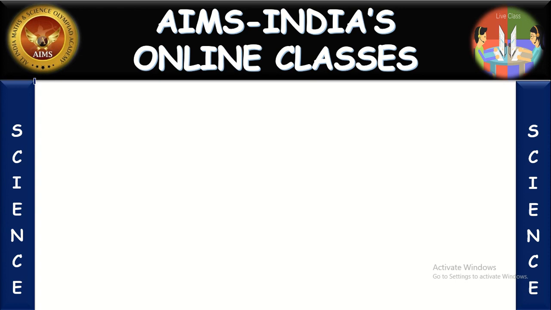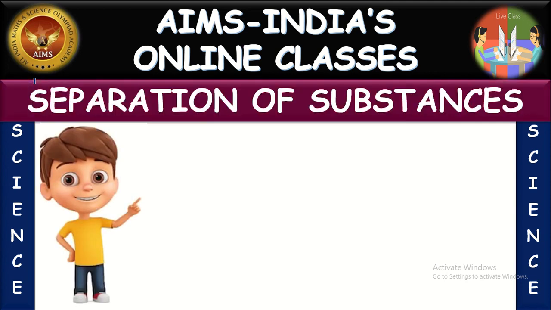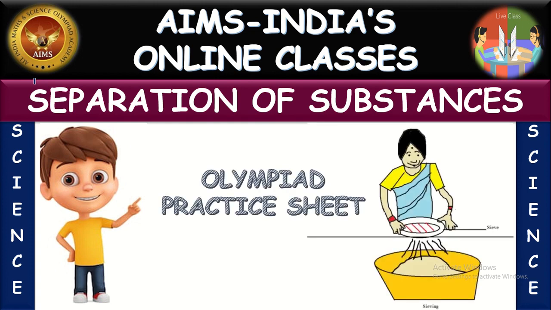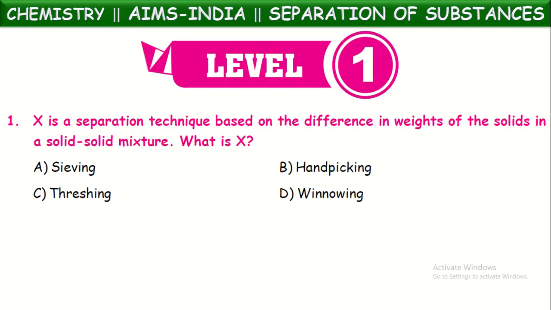This is a science session. Here we are going to discuss the chapter Separation of Substances. Earlier we have seen different kinds of mixtures and their separation techniques, and a practice sheet related to that also. In this session we are going to see an Olympiad practice sheet on this chapter. Okay, let us start with the level 1 questions.